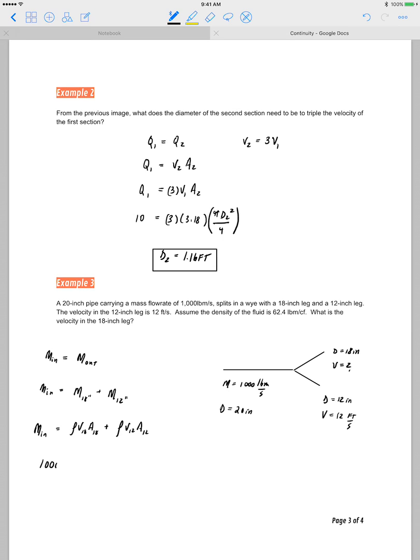So essentially, that means we have 1,000 pound mass per second equals the density of water times V18, which we're solving for, times the cross-sectional area of an 18-inch pipe, which is 1.77 feet squared. Take a look at your tables. Plus 62.4 times 12 feet per second velocity, and a 0.786 square foot cross-sectional area. Solving for the velocity in the 18-inch leg yields us 3.78 feet per second.